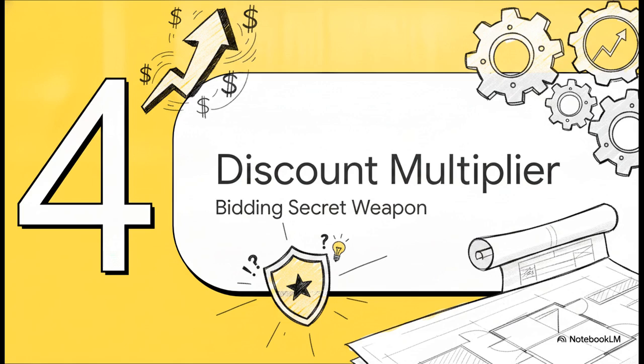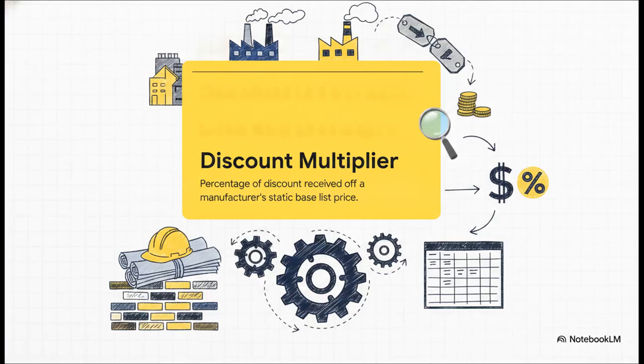Section 4, the discount multiplier, your bidding secret weapon. So here's a kind of quirky reality about construction pricing. Some manufacturers will use the exact same static base price sheet for years at a time. Instead of constantly issuing new base prices, the market actually dictates cost through a discount multiplier. This standardized metric is essentially the engine of your spreadsheet. It determines the exact percentage of discount you receive off that static list price.